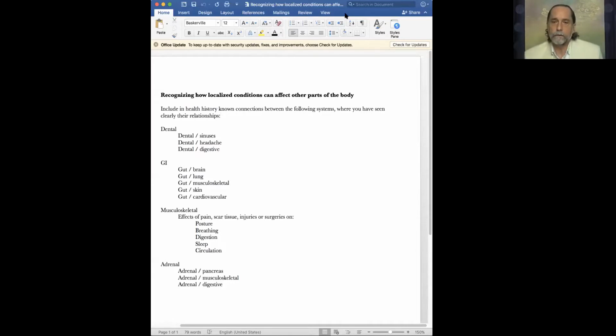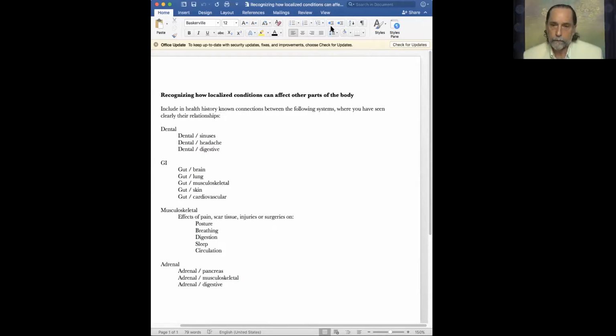Recognizing how localized conditions can affect other parts of the body. This is just the first introduction to this because we're going to be studying this a lot when we come to the more complex conditions in Module 5, some of the issues with herb-drug interactions in Module 4, and some of the issues about using herbs or some of the things that happen with side effects of drugs in Module 3, all right? So you now have another addition to doing your health history, and that's this.